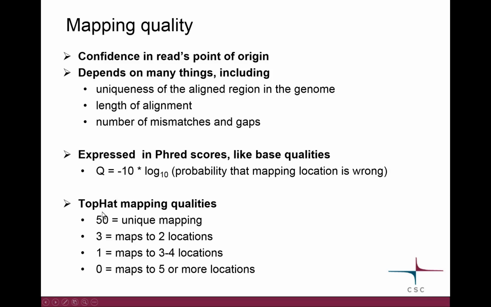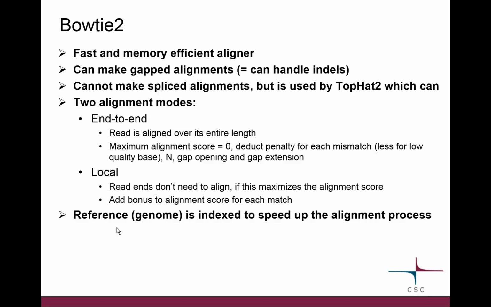Some aligners do this slightly differently. TopHat has a kind of fixed set of numbers. So if TopHat tells you that the mapping quality is 0, it means that your read maps to 5 or more locations in the genome, and hence there is no confidence. Whereas if TopHat says that mapping quality is 50, then it means that it's a unique mapping, and we are very sure that it comes from the place that TopHat says.